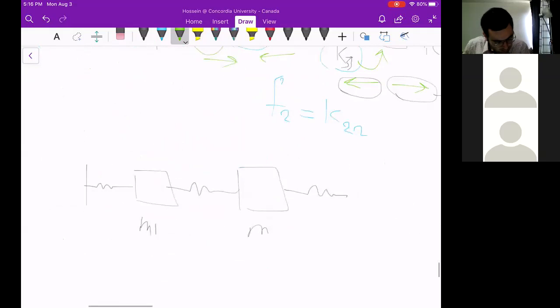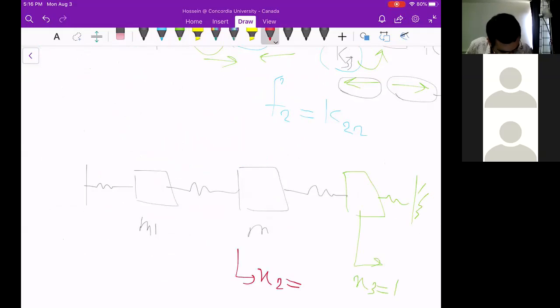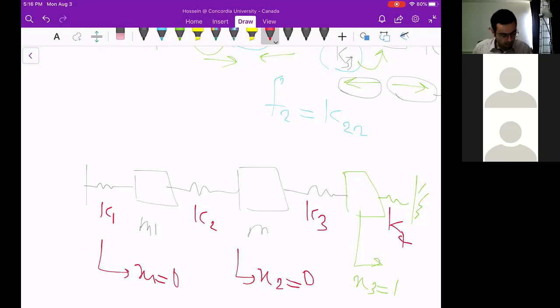It's better to draw mass 1, mass 2, mass 3 here. The last part: X3 is 1, X2 is 0, X1 is 0. So K1, K2, K3, K4. So mass 1, mass 2, mass 3.